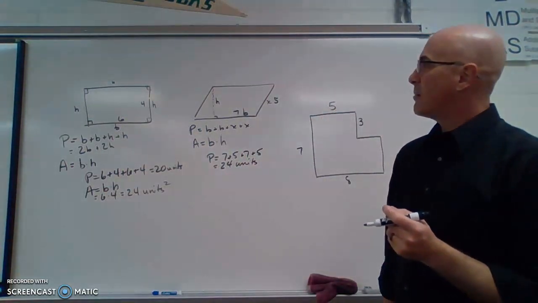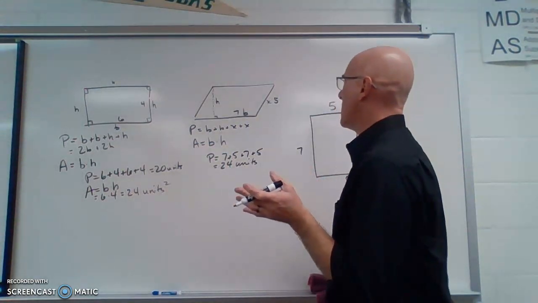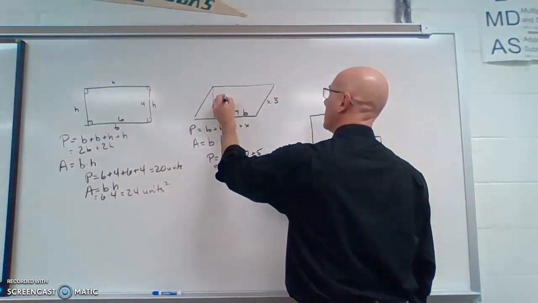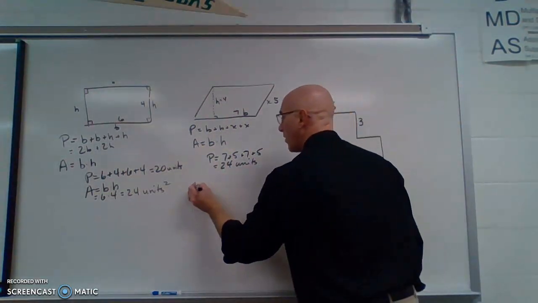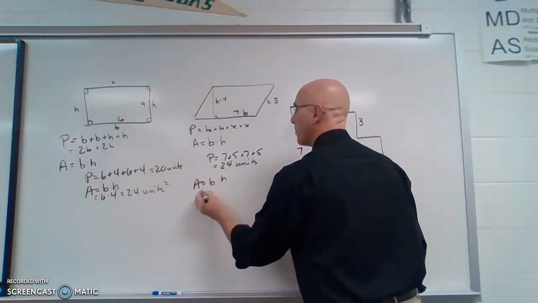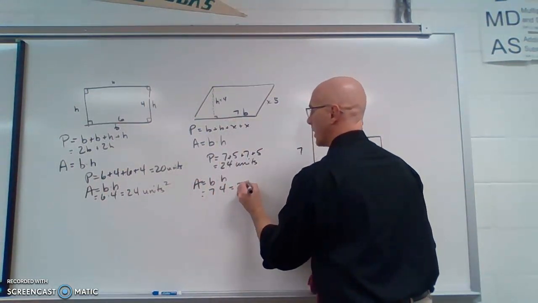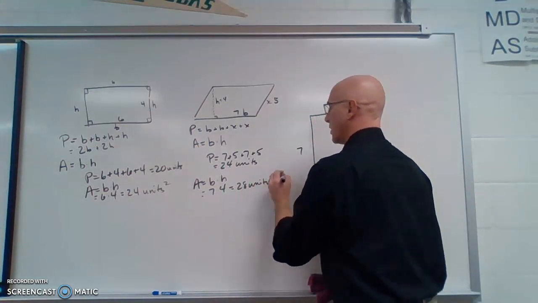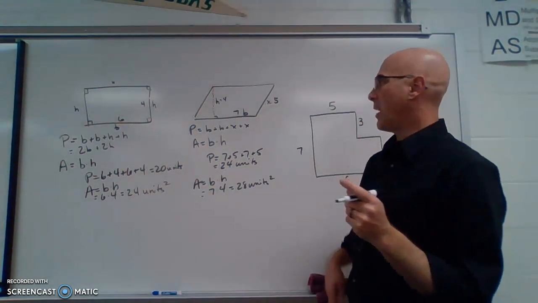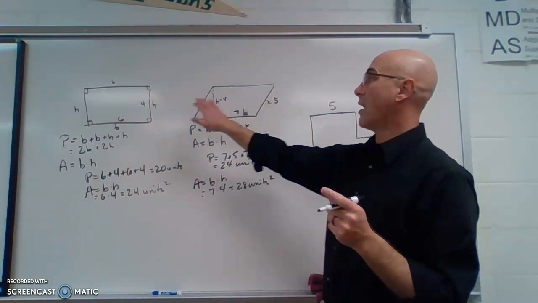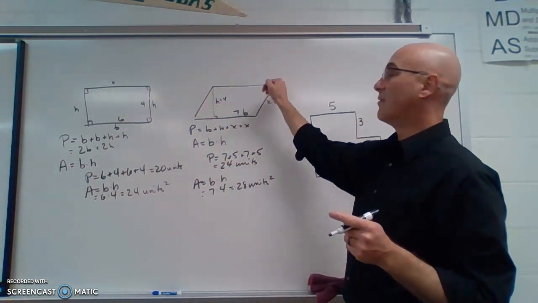Now in the same parallelogram, let's just say, for instance, that the height is 4. If that height happens to be 4, the area is simply base times height, which is 7 times 4, which is 28 square units. So that's the thing we have to really be careful about in parallelograms that are not rectangles. The height is not necessarily the length of this side.